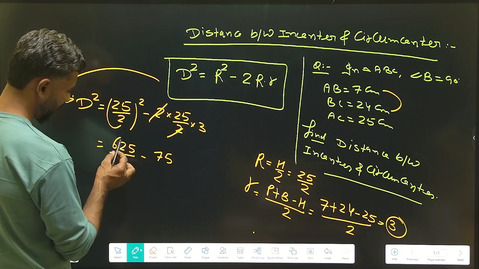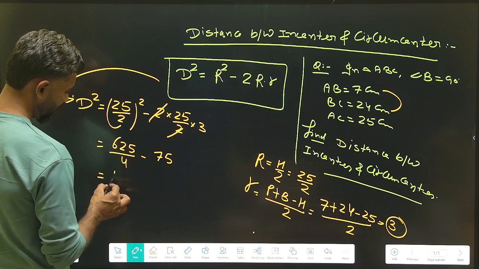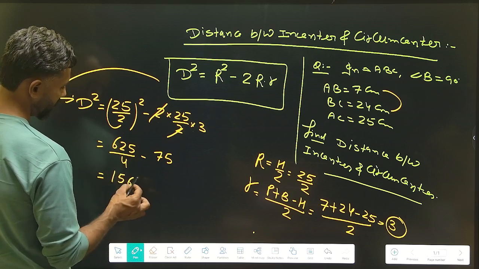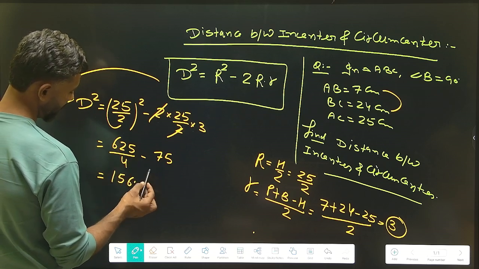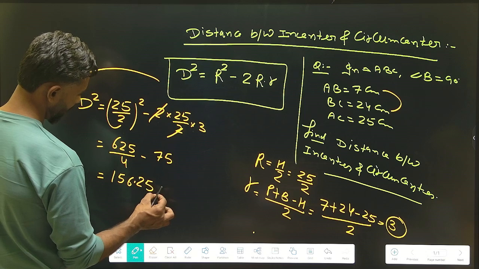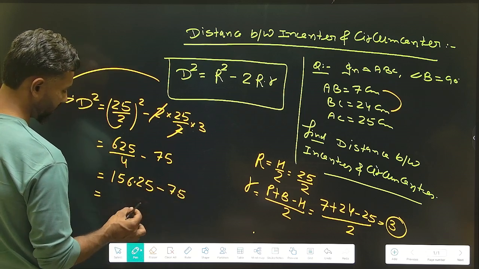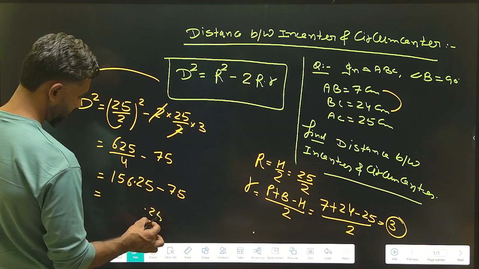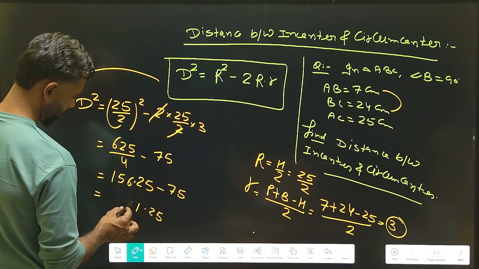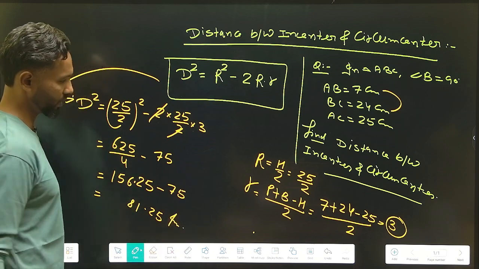I can write this number in fraction form. 4 ones are 4, 4 fives are 20, 4 sixes are 24, remainder 1, and minus 75. So we are going to subtract 75 out of this. So the answer will be 625 minus 300 upon 4, which gives the answer 81.25.